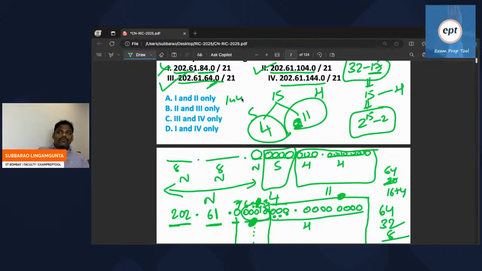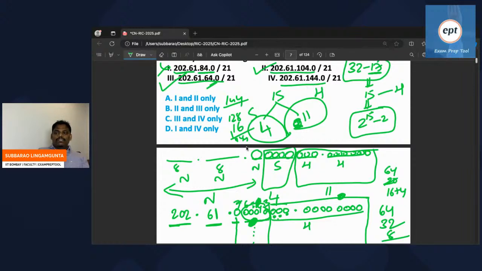Can you write 144, how? 144 means 128, and the remaining is 16. Let's check this one. Approximately 128 here. 128 plus 16. What about 144, is it possible? Please check if anything is wrong. 144 required.